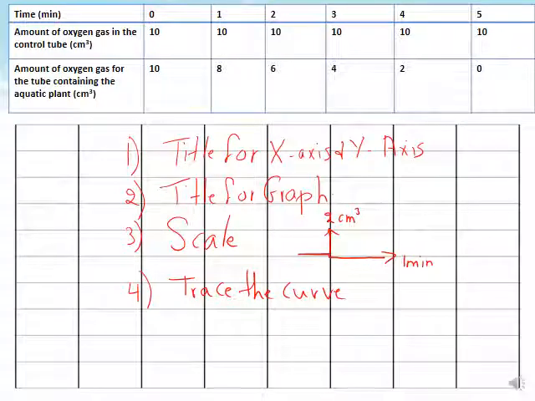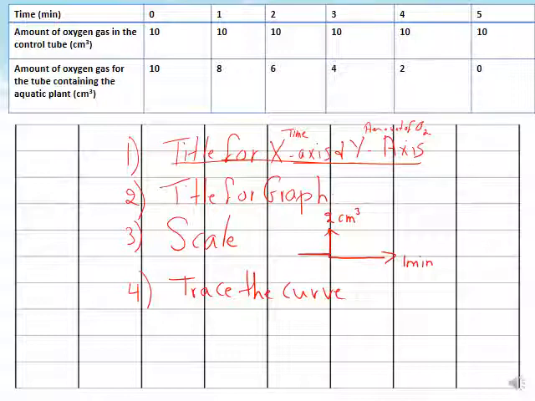Title for the x-axis and the y-axis. As we said, the variable in the table should be in the lower part of the graph on the x-axis. So in this case, the time is on the x-axis and the amount of oxygen is on the y-axis. The title for the graph should be below the graph. Under the graph should be written. Scale can be written like this.